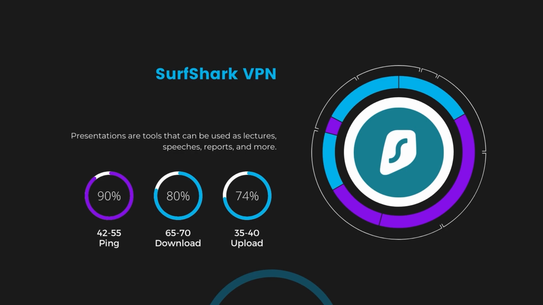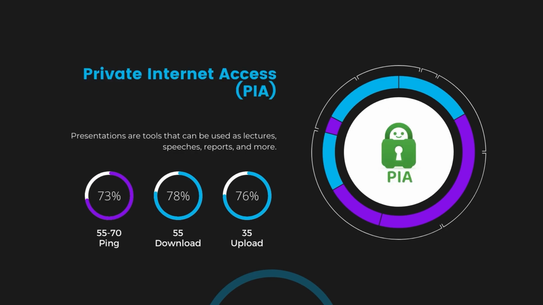Lastly, Private Internet Access, PIA, presented a ping range of 60 to 70 milliseconds, the highest among the three. Nonetheless, it's crucial to highlight PIA's unmatched server tally exceeding 35,000, offering ample opportunities to locate a server that may lower this ping. Under PIA, download and upload speeds were observed at 50 to 55 megabits per second and 30 to 35 megabits per second, marking a more pronounced effect on internet speed yet remaining functional for most online activities.